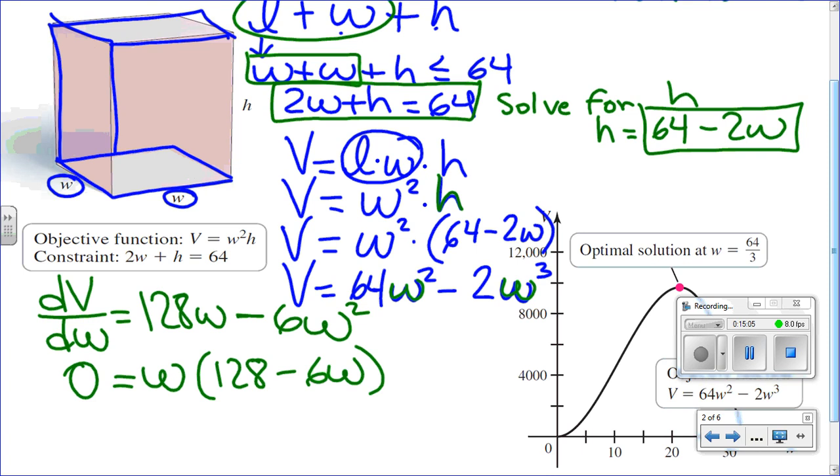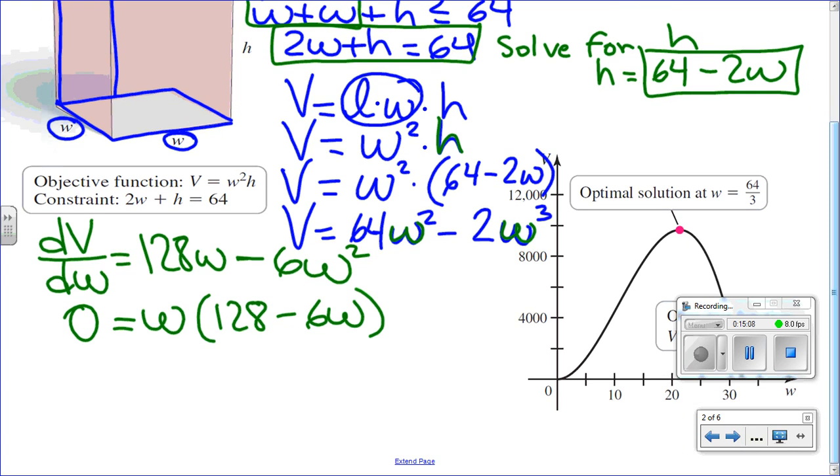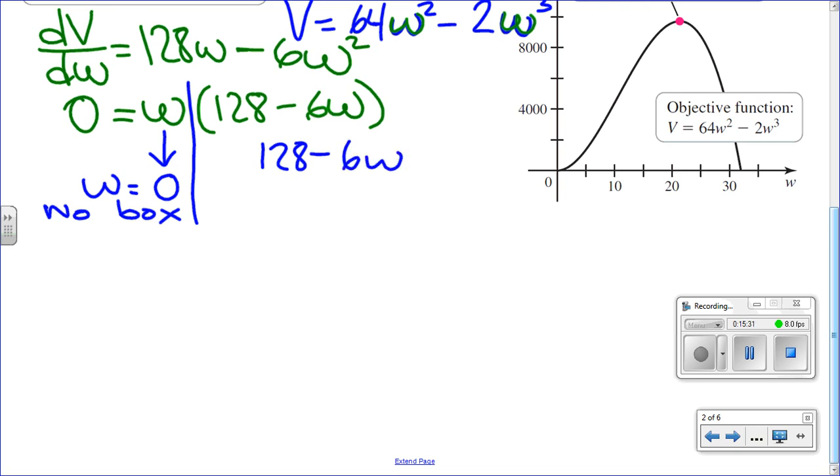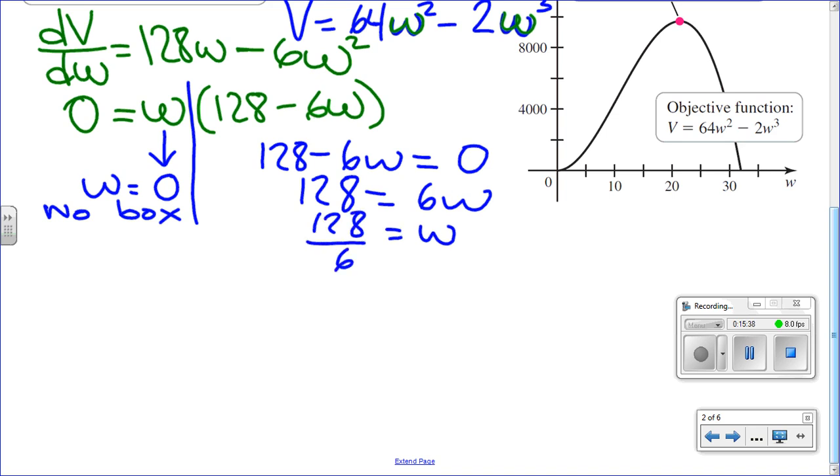So of course from there, you already know that you can get two solutions, right? One from each factor. But we're talking about a box, and we don't want it to have a width of 0. So we don't take that solution, because it doesn't make sense. No box will have that width. For the other one, we set the factor equal to 0 and solve for w. So 128 is equal to 6w, so w is equal to 128 over 6, and that is 64 thirds.